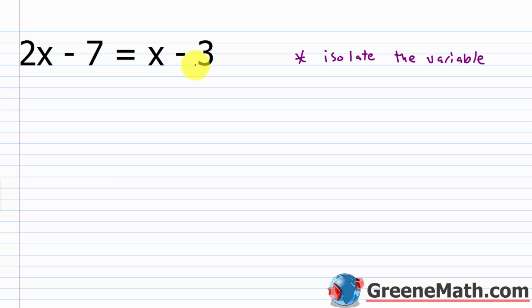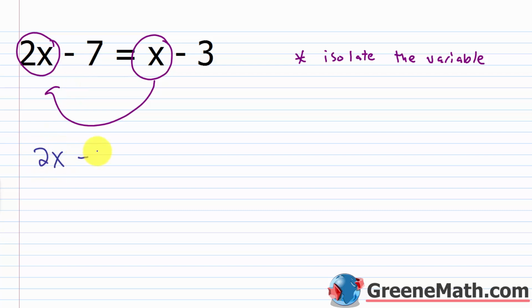Well, the first thing is I've got to get all the variable terms to one side, and then I want all the numbers on the other, right? That's going to give me the possibility of having x equals some number. Right now I have an x involved here and an x involved here. So I've got to move this over here. The way I can do that is I can use the addition property of equality. I can add negative x to both sides of the equation. So I can say 2x minus 7 is equal to x minus 3.